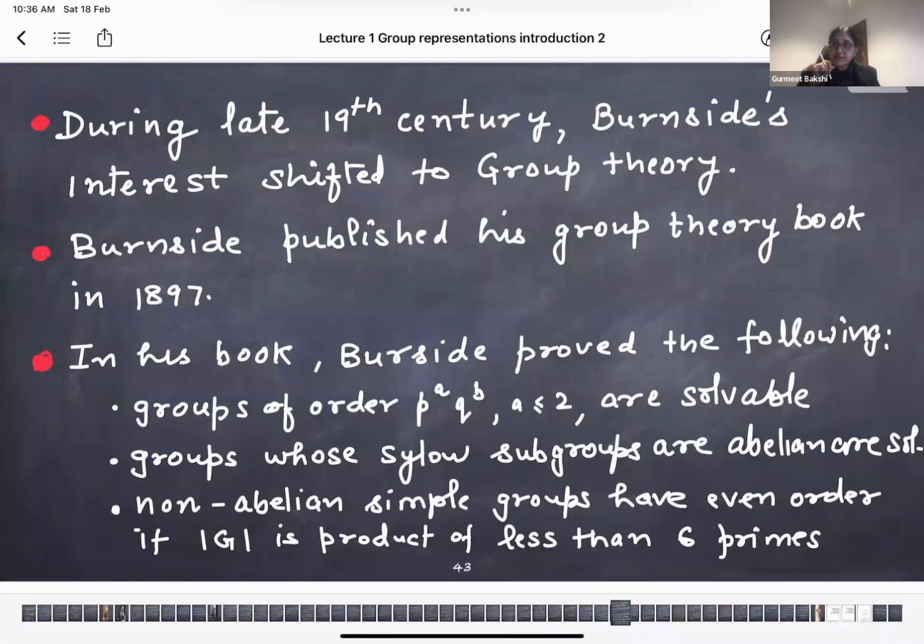Solvable groups occur in the context of Galois's work, solvability of polynomials by radicals. So solvable groups were important in the context of solvability of polynomials by radicals. Non-abelian simple groups were also an attraction. Burnside could prove that non-abelian simple groups have even order if the order of G is a product of fewer than 6 primes. You know the Feit-Thompson theorem now, but I'll come to that. But Burnside could prove at that time that if the order of G is a product of fewer than 6 primes, then non-abelian simple groups of odd order do not occur.